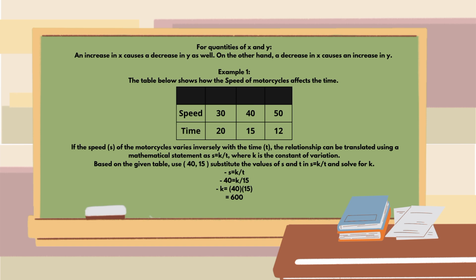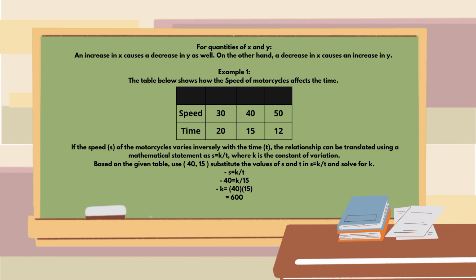Let's take a look at the table. This shows that when the speed is 30, the time is 20. So when the speed increases to 40, the time drops to 15. This shows that our first example is an inverse relationship.